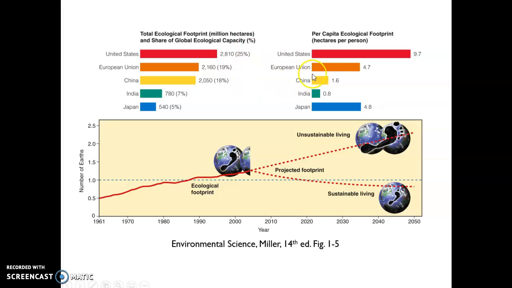Now, this chart up here shows a couple of different things. Let's start on the right. That's per capita ecological footprint. So that means per person footprint, and it's measured in area of land. This says hectares per person. We have in the United States a unit we call acres. Globally, the metric measurement is hectare. A hectare is 2.2 of an American or U.S. acre. So it's about twice as much.